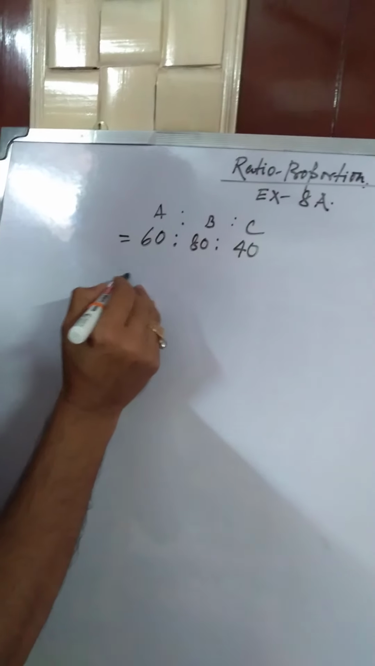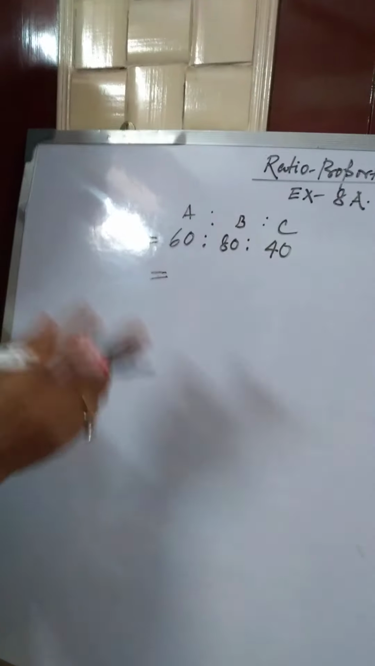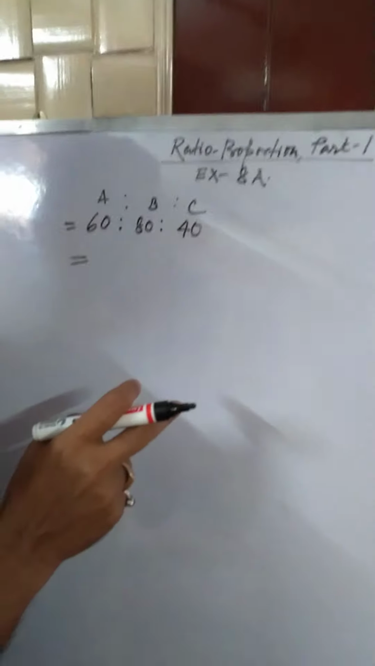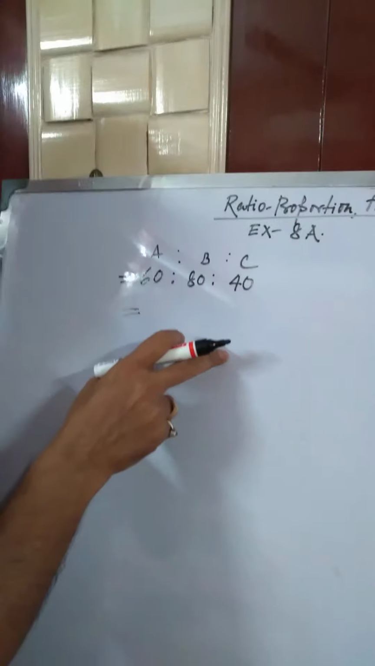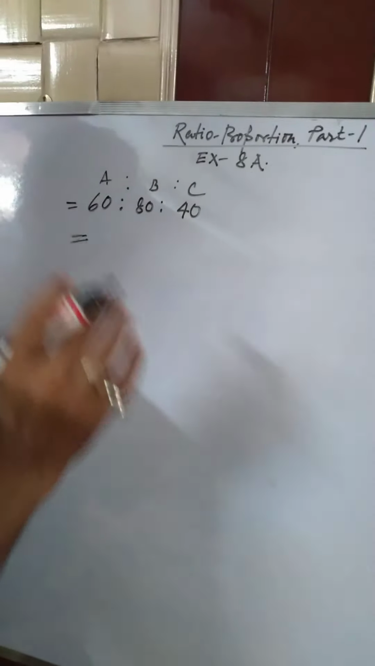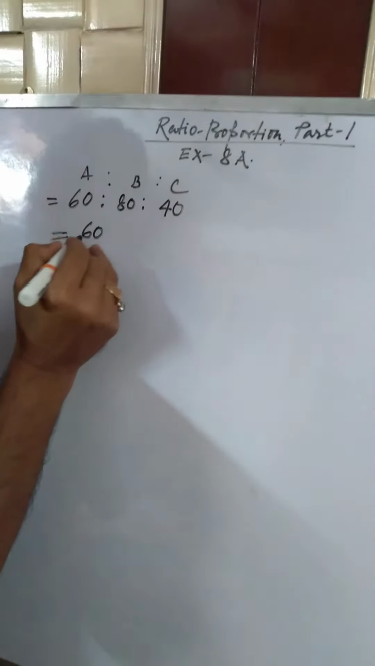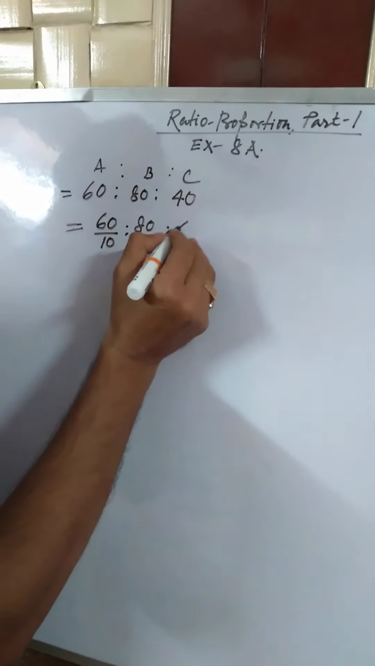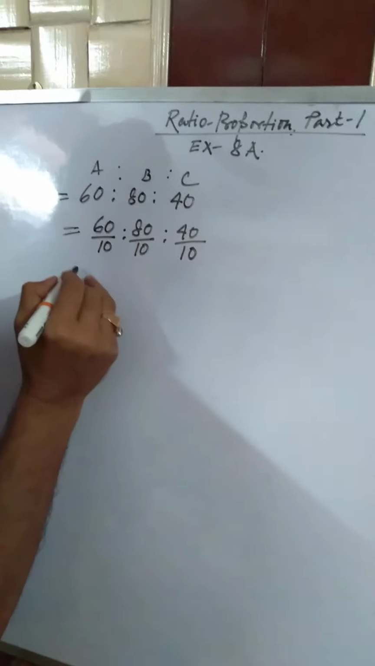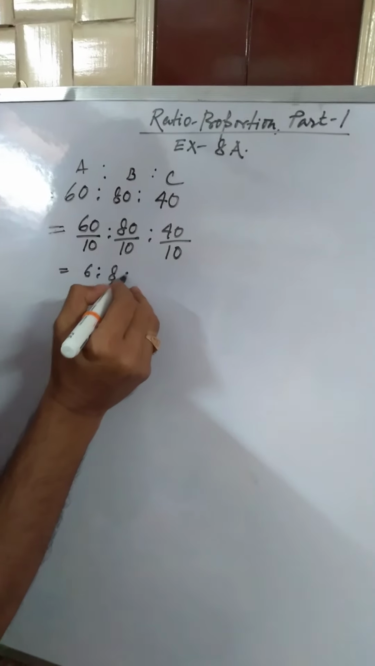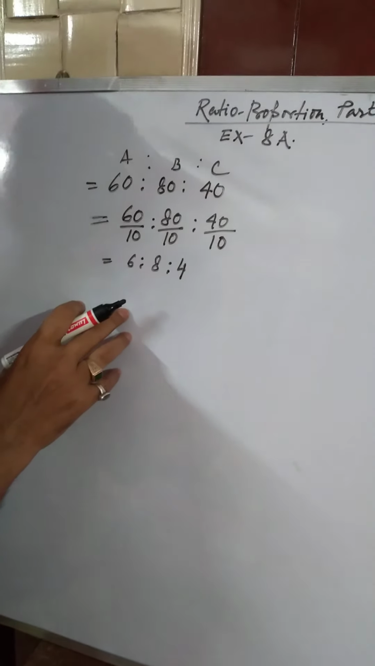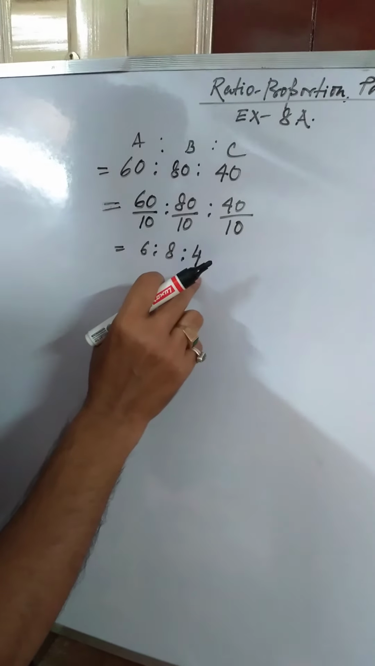But I am giving you another idea: whenever you divide all the numbers in the ratio by the same number, or multiply all the numbers by the same number, the ratio remains unchanged. So 60 is divisible by 10, 80 is also divisible by 10, and 40 is also divisible by 10. So it comes 6 is to 8 is to 4. So what is the ratio of their marks in mathematics? A, B, C, 6 is to 8 is to 4.